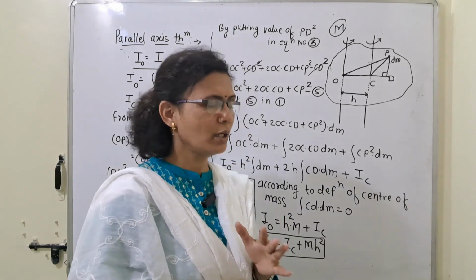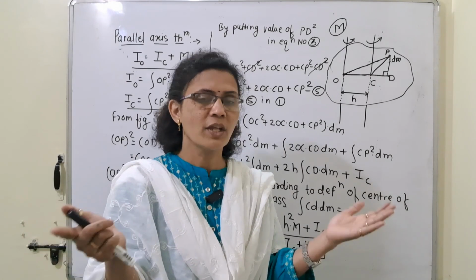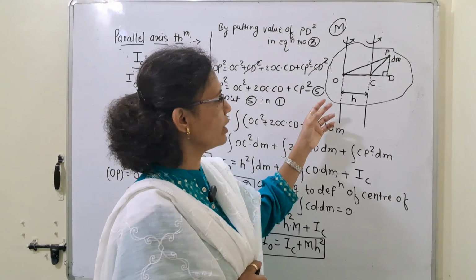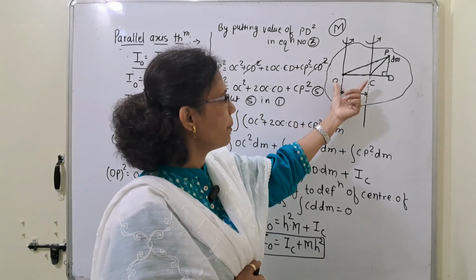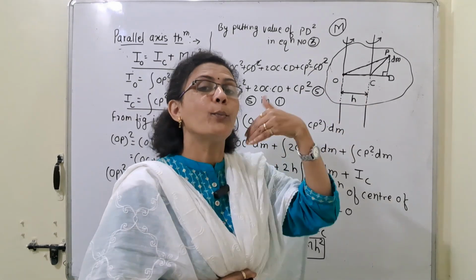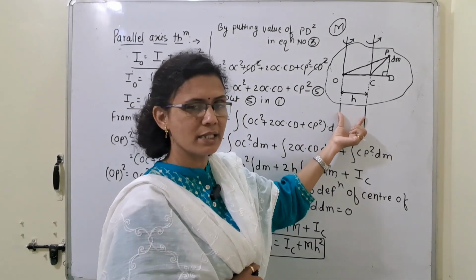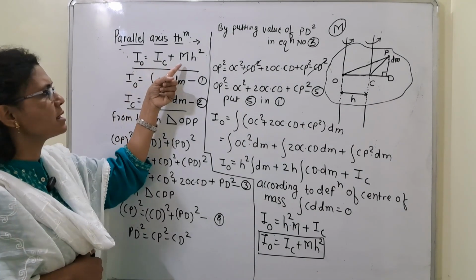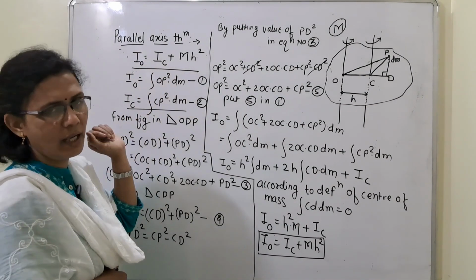What is that statement? Moment of inertia of a body about any axis is the sum of the moment of inertia of the body about an axis passing through the center of mass and parallel to the given axis, and the product of mass of whole body and square of the distance between them. That is, I naught is equal to Ic plus mh square, and we have to prove this.